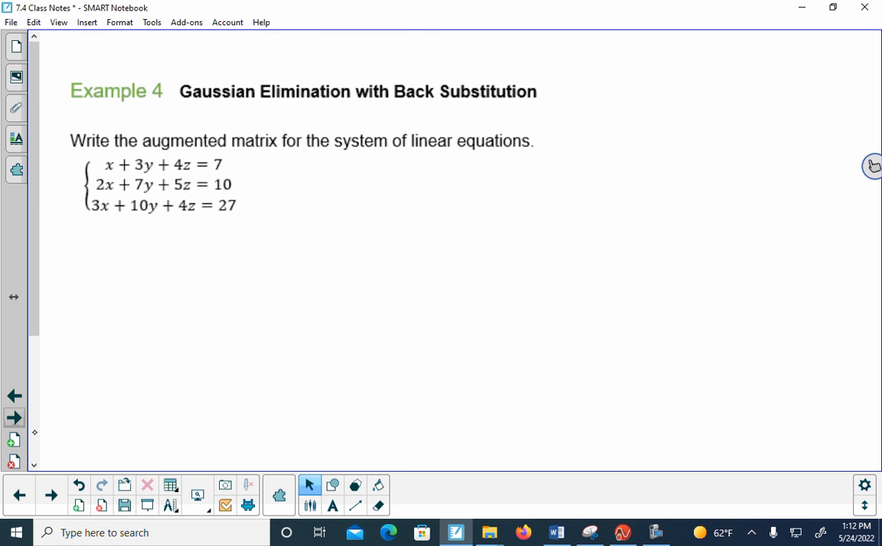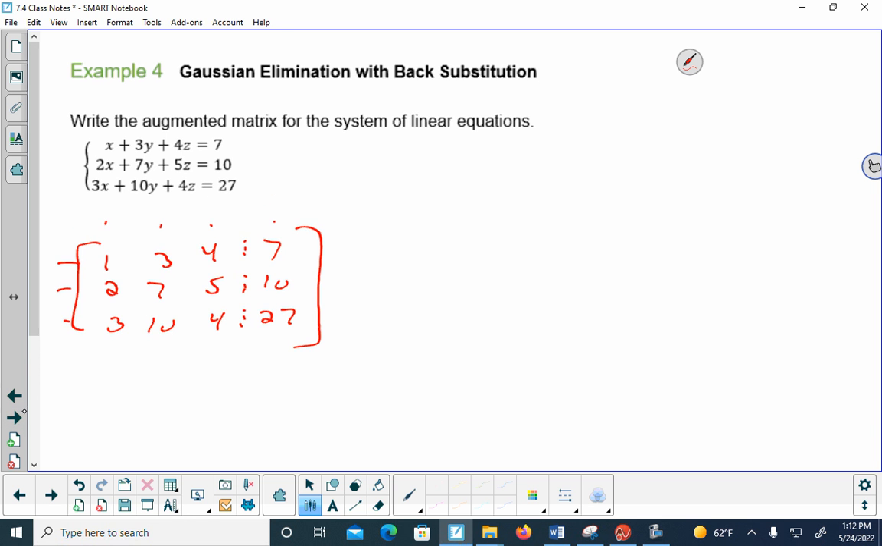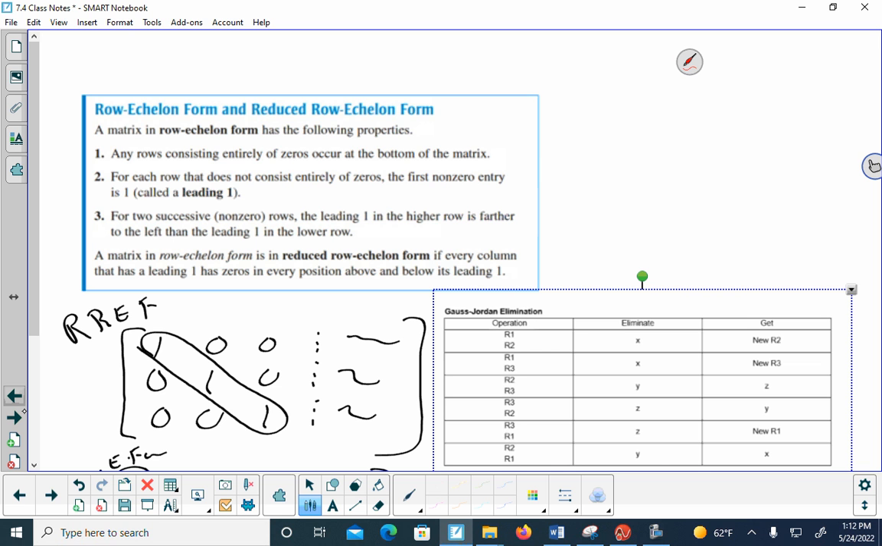So example 4 says write the augmented matrix for the system of linear equations to begin with. So I'm going to start with my 1, 3, 4, 7, 2, 7, 5, 10, 3, 10, 4, 27. So that's my augmented matrix. This is my X column, my Y column, my Z column. These are my answer columns. This is my first equation, second equation, third equation. That's the augmented matrix.